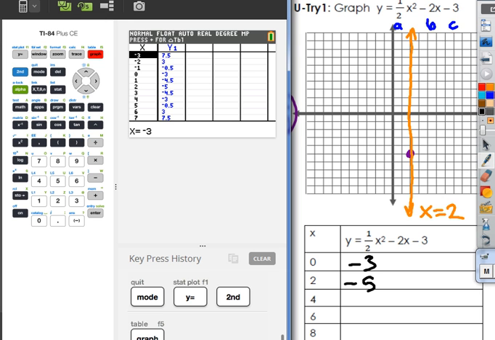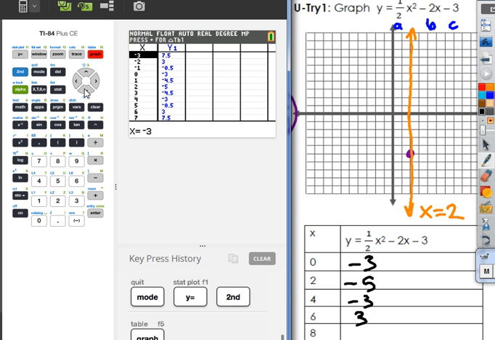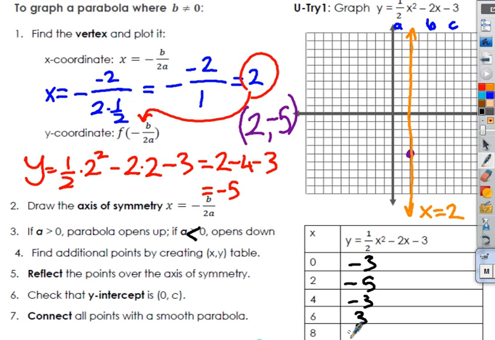When x is 4, y is -3. When x is 6, y is +3. So 6, 3. When x is 8, it doesn't show up on my graph, so I'm going to scroll down a little bit to see that value on my table. 8 will be 13, and that's the last value I'm going to use in here. And we can again find these values manually as well.